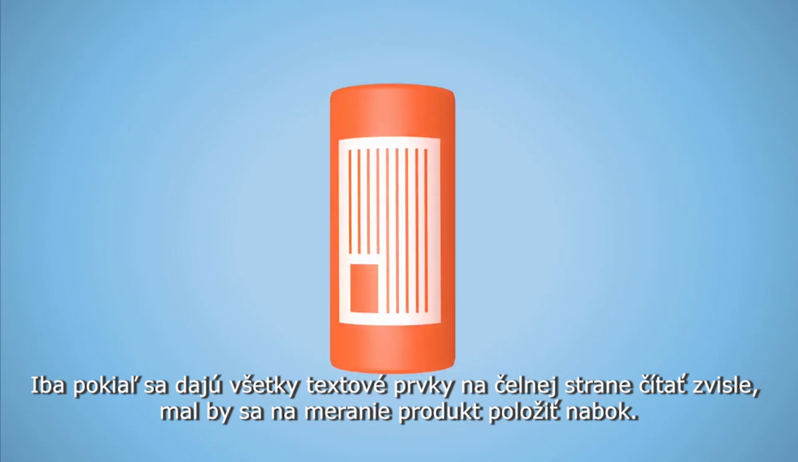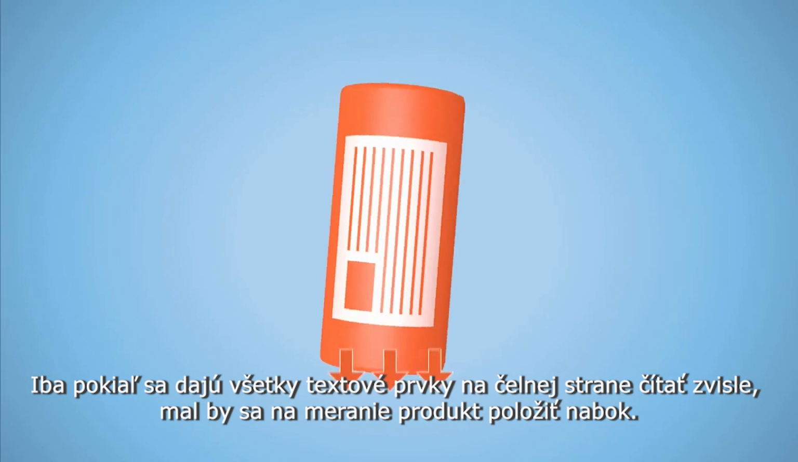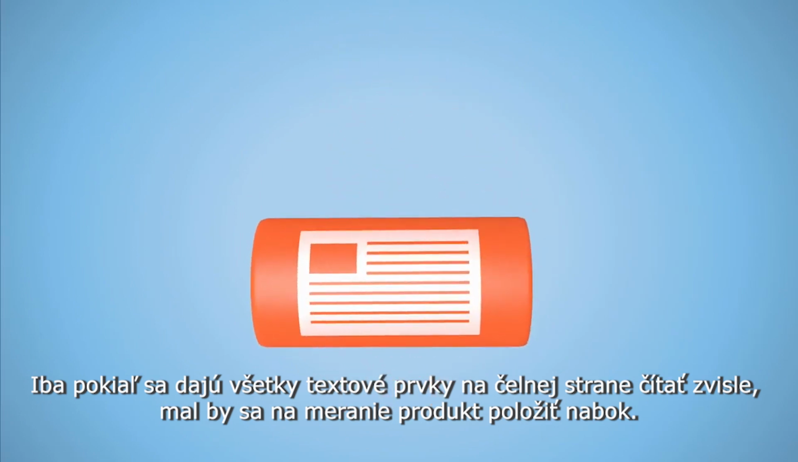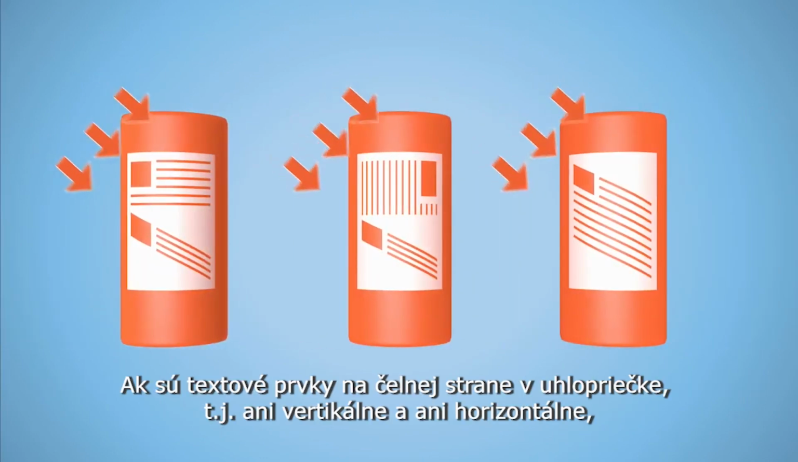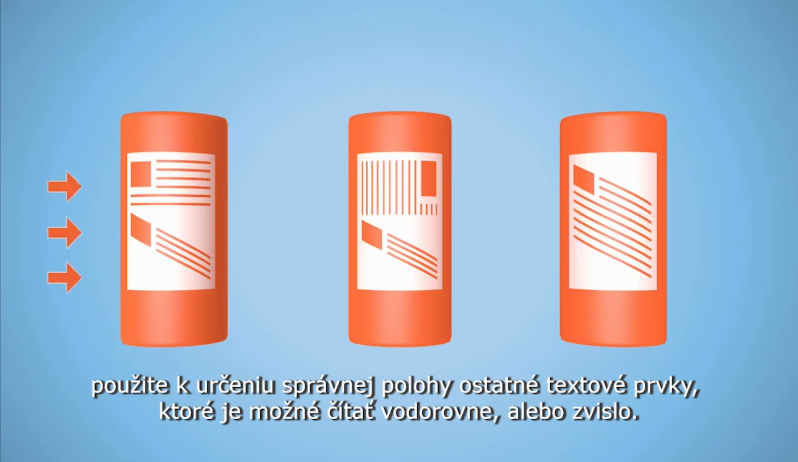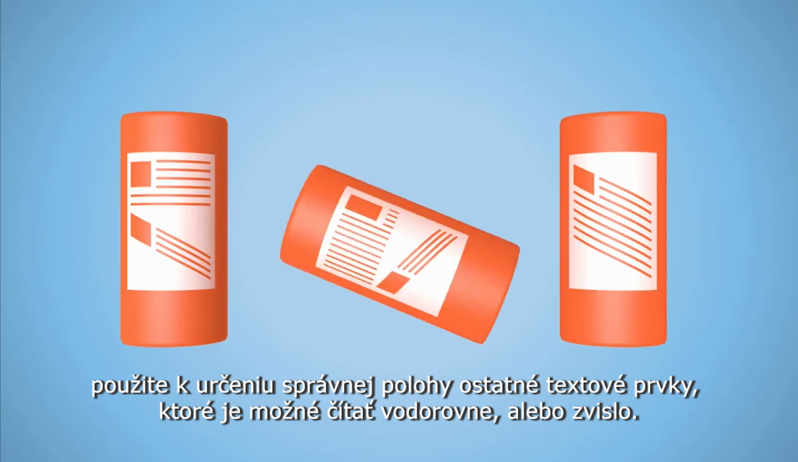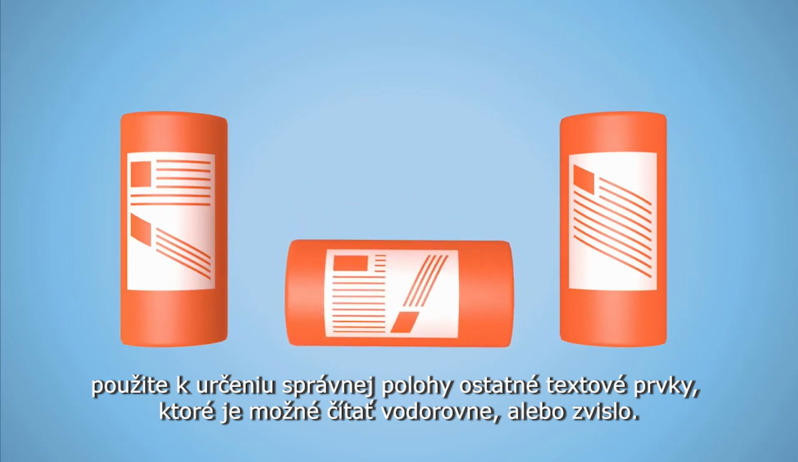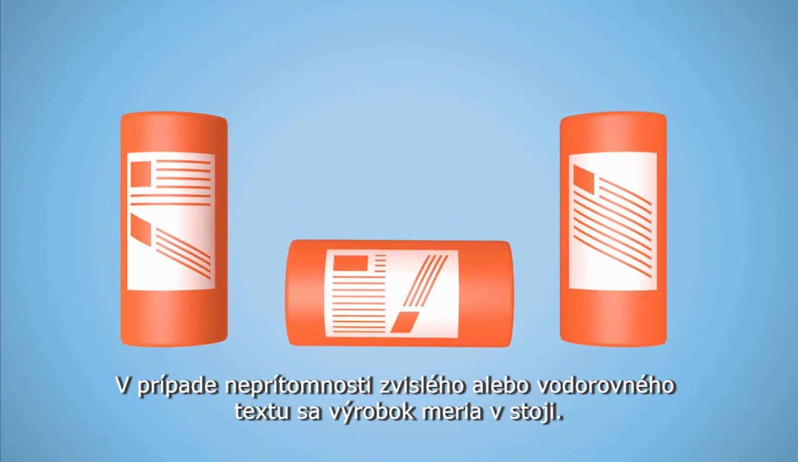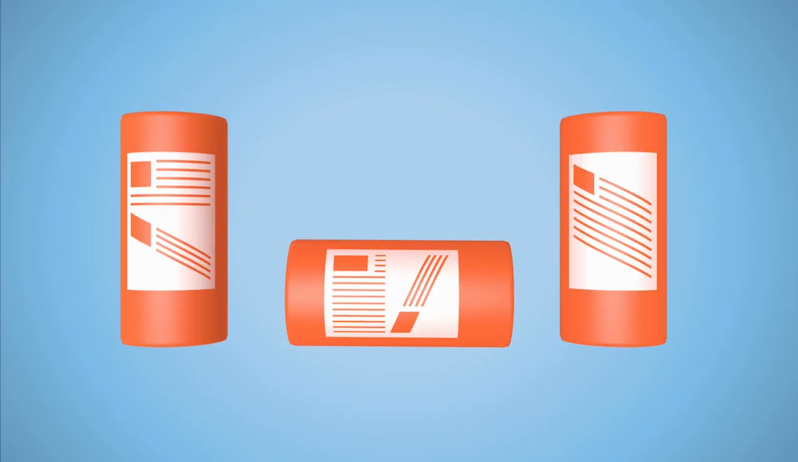Only when all text elements on the default front can be read vertically, the product should be laid down on its side for measurement. When text elements on the default front have a diagonal, i.e. not vertical or horizontal orientation, use the other text elements that can be read horizontally or vertically to determine the right position. In the absence of vertical or horizontal text, the product is measured in a standing position.